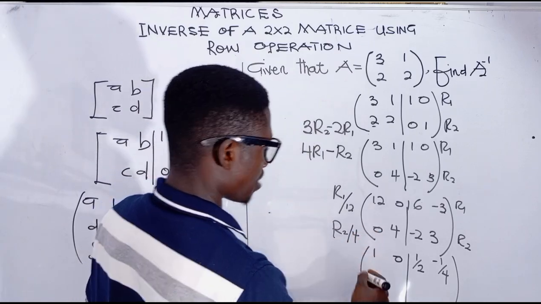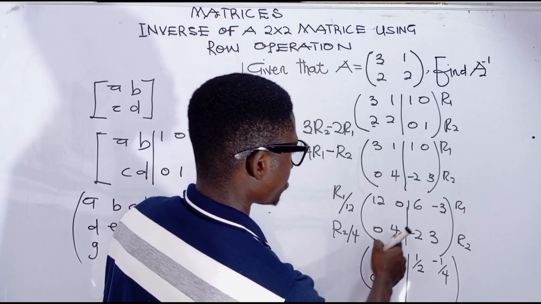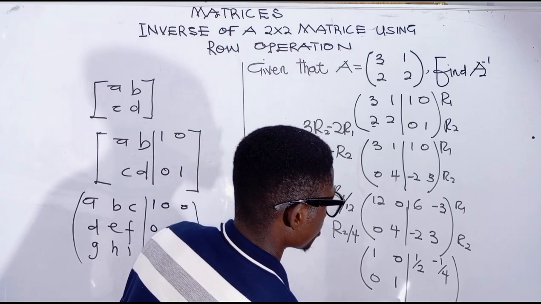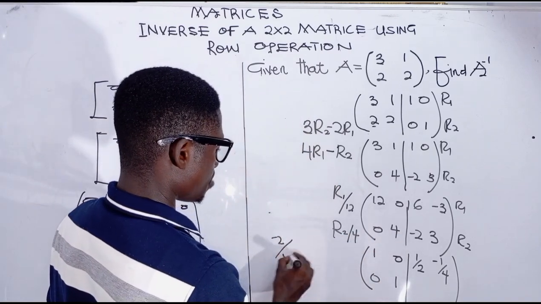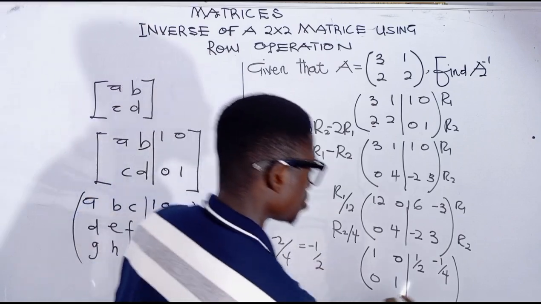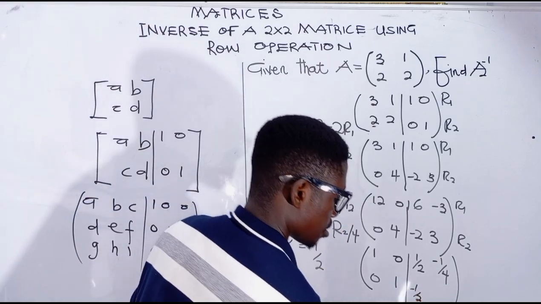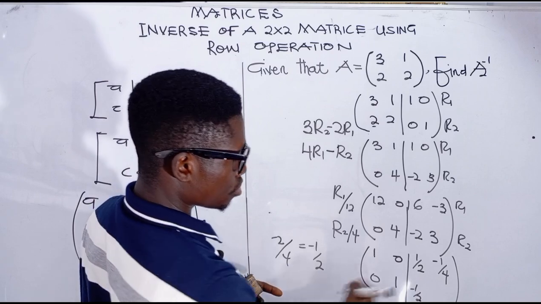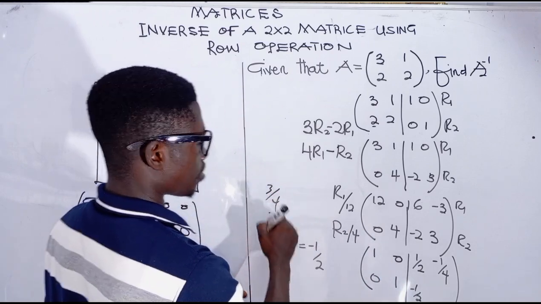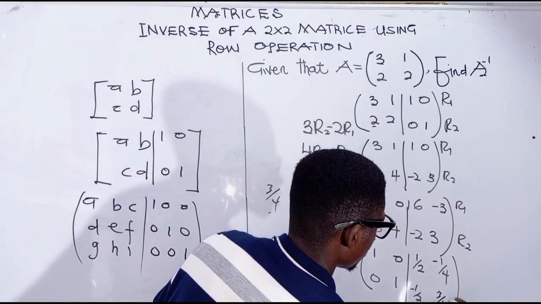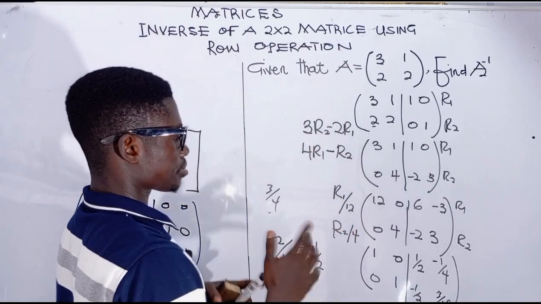So 0 divided by 4 will give us 0. 4 divided by 4 will give us 1. Neg 2 divided by 4 will give us minus 1 over 2. And then move on to 3 divided by 4 will give us 3 over 4.